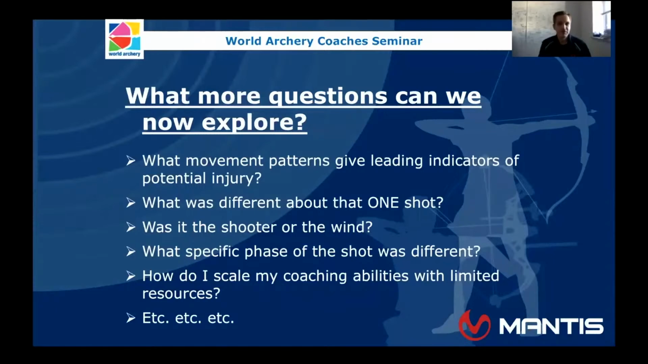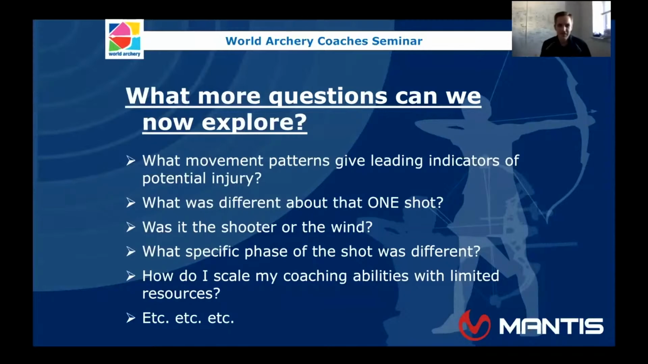If there's an outlier, what was different about that one shot that was different than the others? What can I filter out as not part of that shot? What can I say was for sure one of the contributing factors, and what can I say was not one of the contributing factors? Mantis helps you isolate those particular issues.